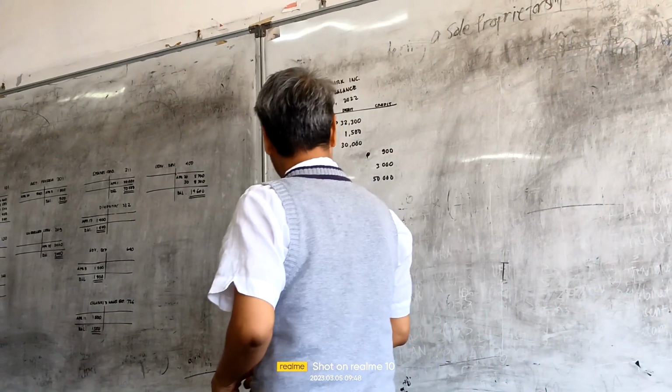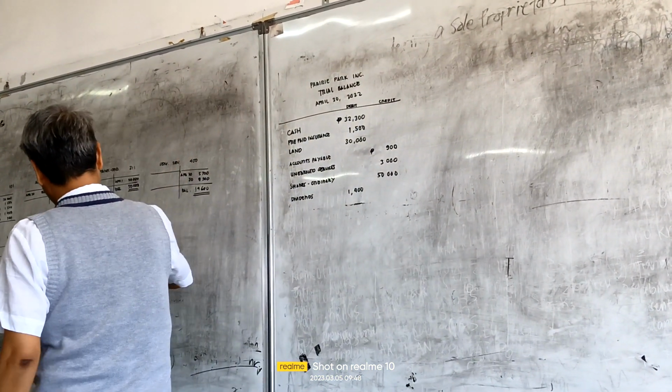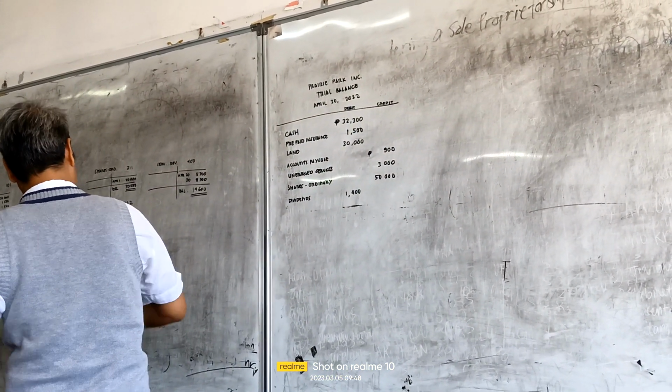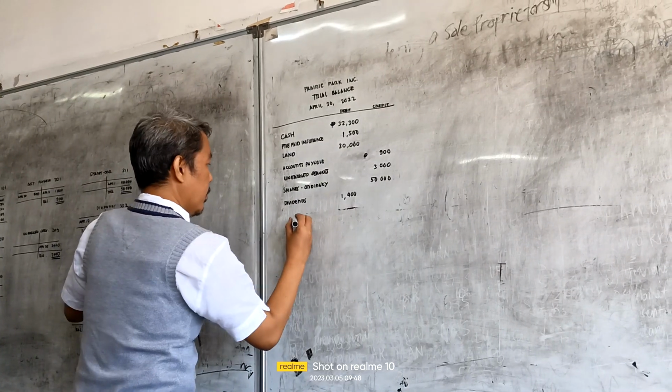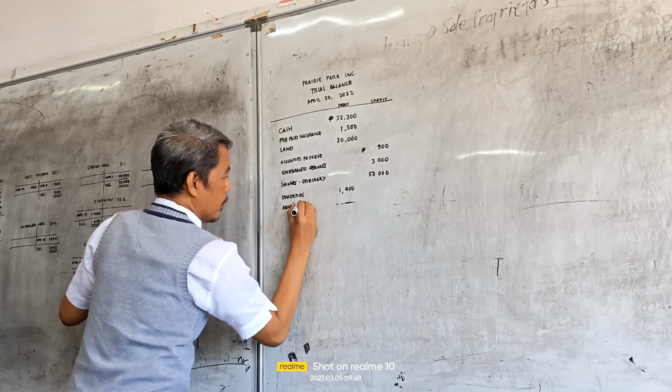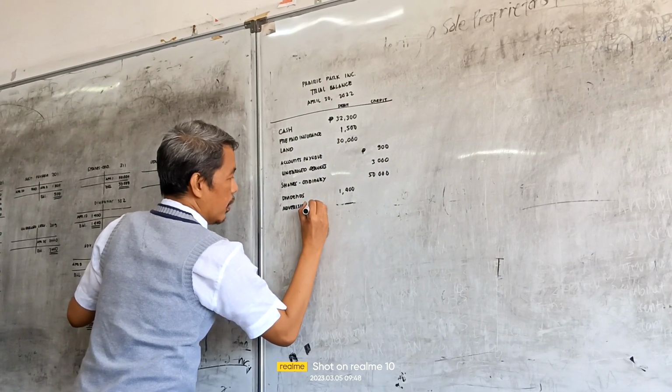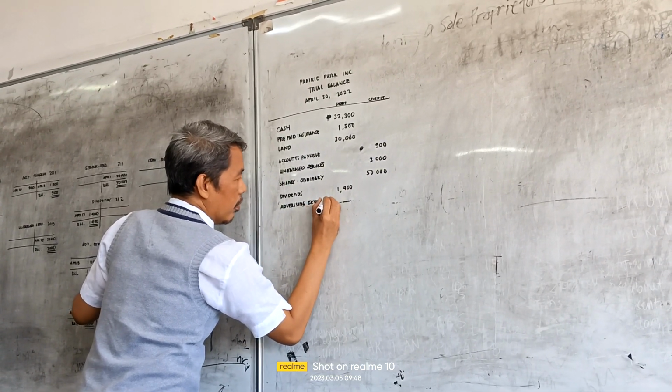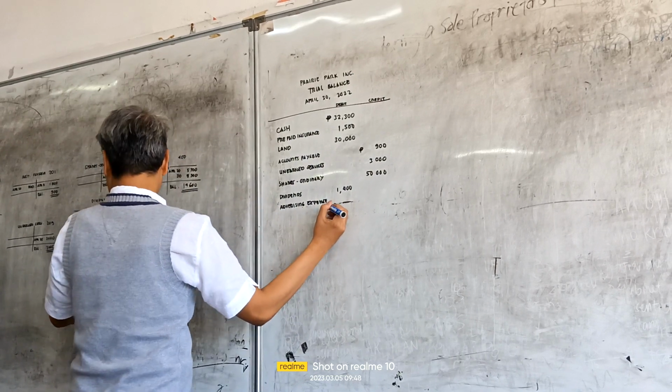Okay. Next, advertising expense. Advertising expense, 1,800.